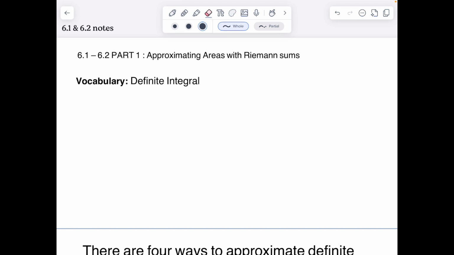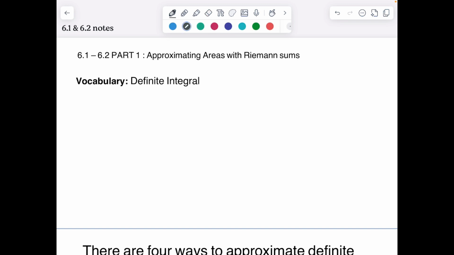So this whole unit is going to be about integrals: definite integrals, indefinite integrals, and another word for them is the antiderivative, and that's what we'll figure out later. The opposite of the integral is the derivative. The opposite of the derivative is the integral.